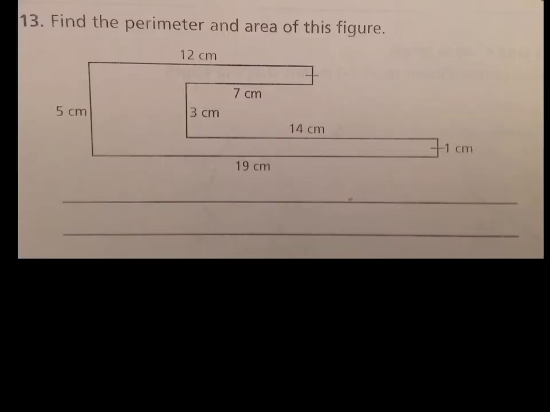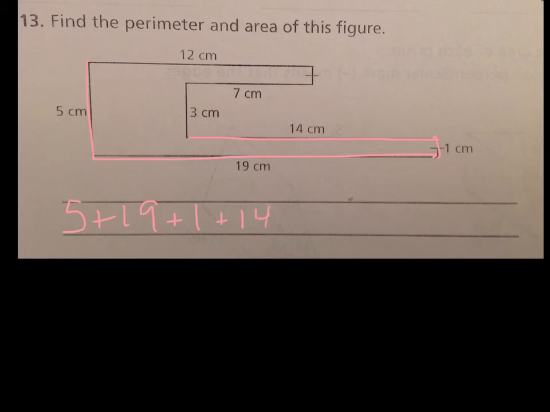To find the perimeter, this is easy as long as you are not lazy about it. I'm going to keep track by marking it 5 plus 19 plus 1 plus 14 plus 3 plus 7. This here is the same as this. That's what that little dash means. So this is 1 and then 12. So to get the perimeter, add those all together.